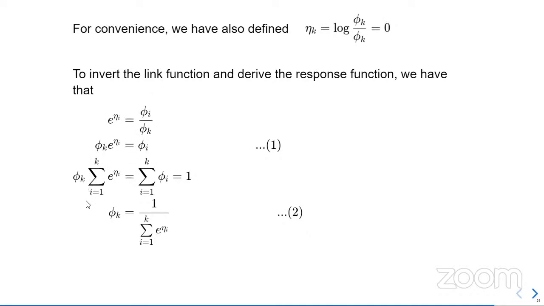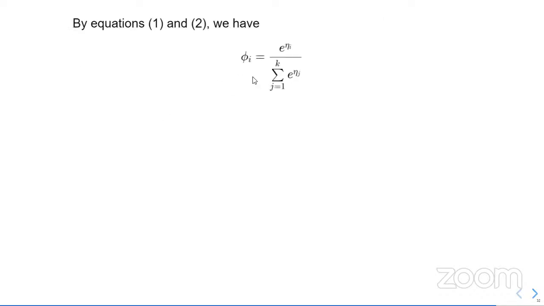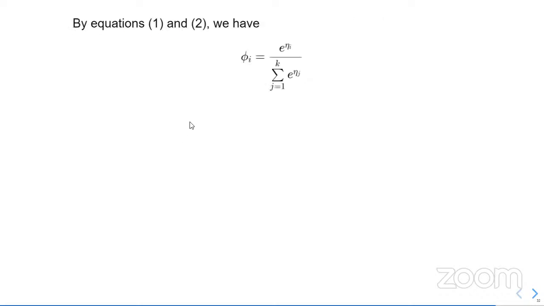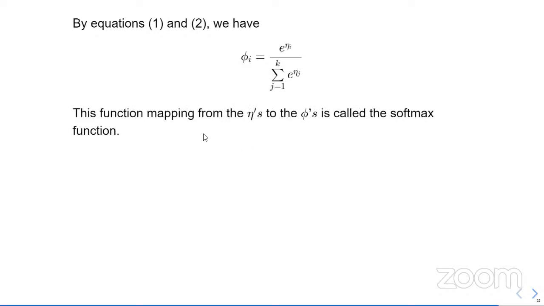And what is next? We are summing over i. Phi k will be common in all the terms, so we can take out phi k and sum over i from 1 to k. These are probabilities, so it will become 1. So phi k comes out to be 1 upon the summation over all the e raised to power eta i's. If you put this phi k value in the first equation, phi i becomes e raised to power eta i upon the summation over these things, right? So this is a function of this.